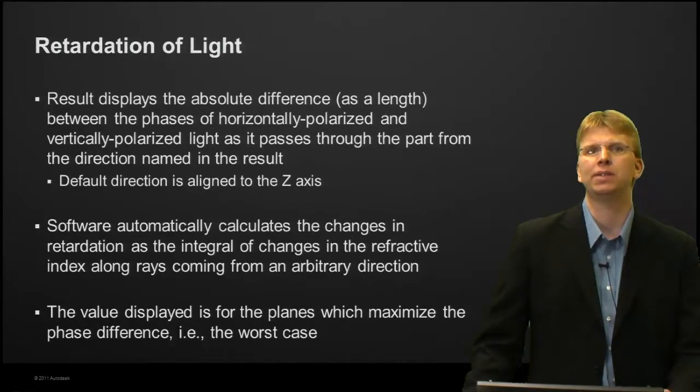Now this result displays the absolute difference in terms of length between the phases of horizontally and vertically polarized light as it passes through the part from a direction named in the result. Now the default direction is aligned to the z-axis, but again, we can go in and change that value so that it's aligned to a local coordinate system or a different axis. The software automatically calculates the changes in retardation as an integral of the changes in the refractive index along the rays coming from that arbitrary direction. The value displayed is for the planes which maximize the phase difference, which is considered the worst case.